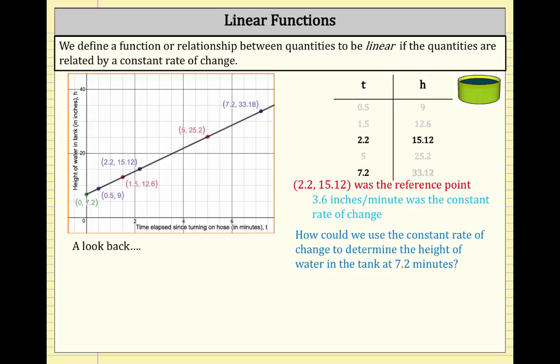First of all, we knew that (2.2, 15.12) was the reference point, and we were interested in finding what was the height of the water in the tank when time was 7.2 minutes. So we first figured out the change from 2.2 minutes to 7.2 minutes. So we looked at delta t. It's equal to t current minus t ref. And t ref represents that starting value from the reference point, and t current represents the time that we're currently interested in looking at. In this case, we take 7.2 minus 2.2, and we get 5.